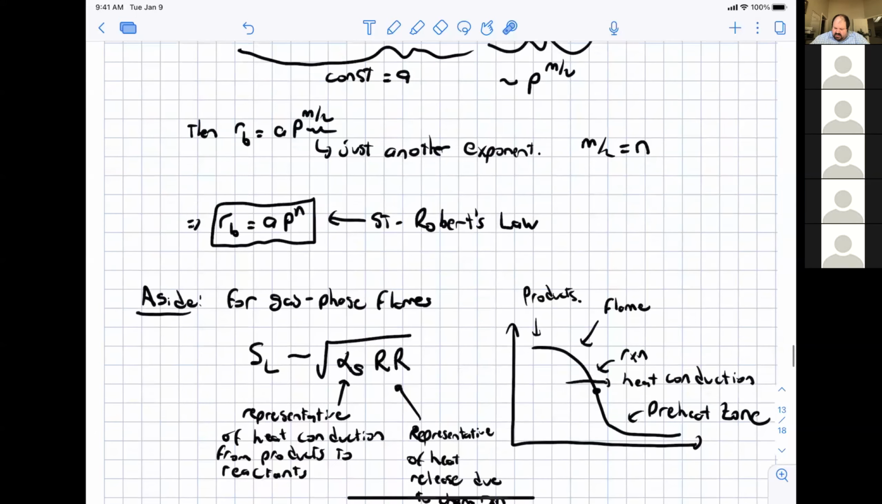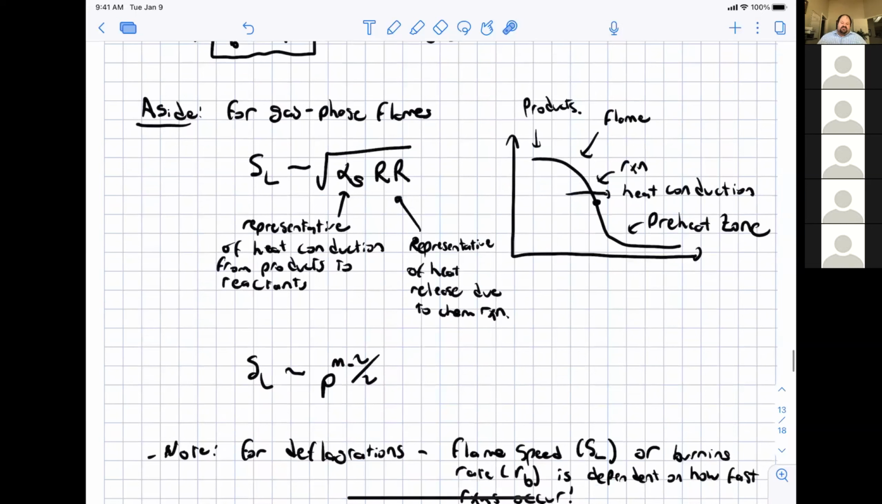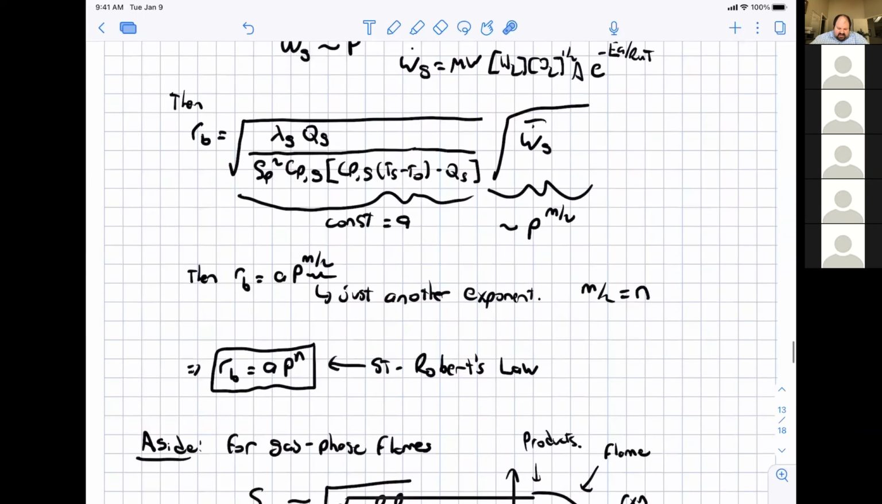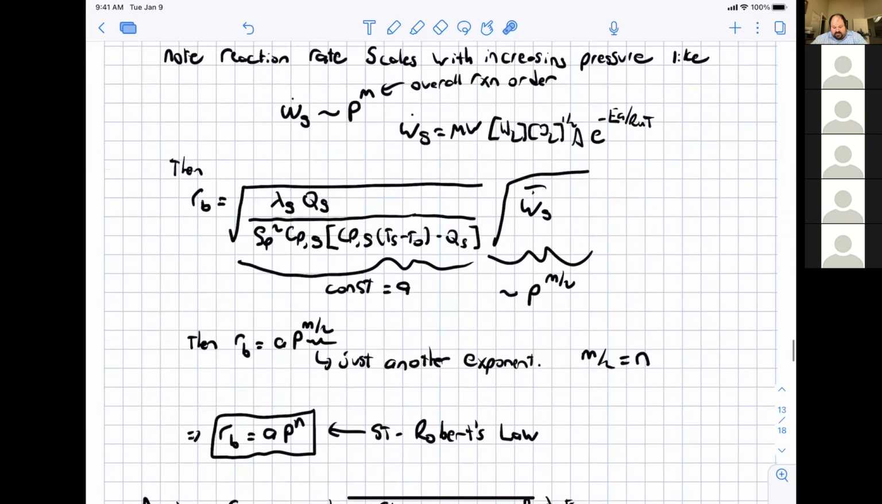Okay, and then just recall that I'm going to go over some physical effects here. For gas phase flames, you can repeat the same analysis. One of the key differences is there's no surface, so QS would be 0. This term would go bye-bye. This term here just goes to 1. And rho P is now rho G, and that is proportional to pressure.